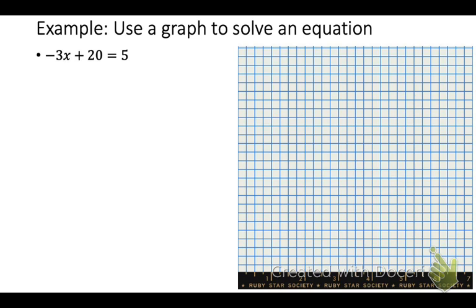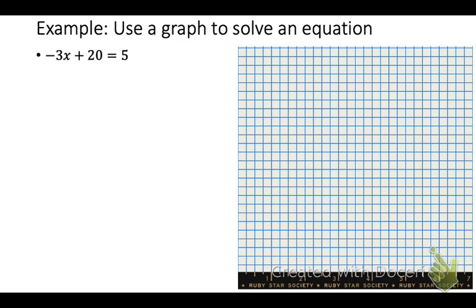But on these, when we get an intersection, I have: use a graph to solve the equation negative 3x plus 20 equals 5. I need to know exactly where those two intersect. And if I don't graph it correctly, is it going to show me? No. Now, I can solve this by hand. How would I solve this by hand without graphing? Put it to 0.